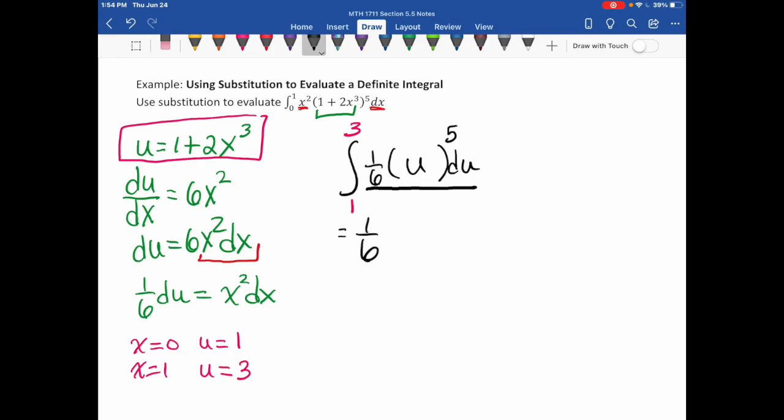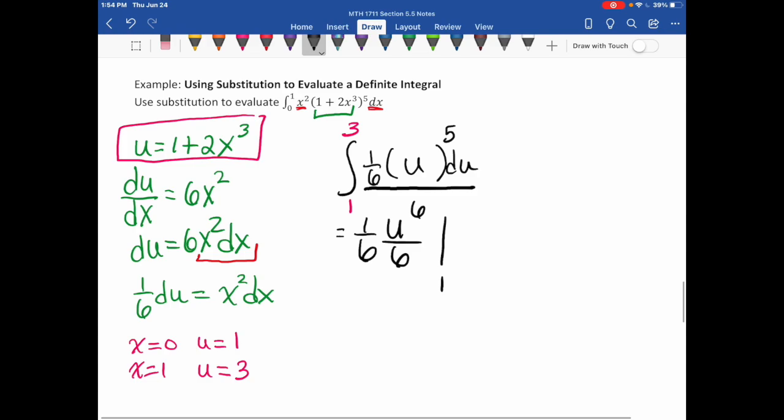So now I'm going to find my antiderivative. I have 1/6. Now when I take the antiderivative of u to the 5th, I have to add 1 to 5 and divide by that same exponent. And since I'm doing a definite integral, I'm not going to worry about adding in my plus constant because I know it's going to be canceled out when I subtract and I evaluate. So I'm going to evaluate this from 1 to 3.